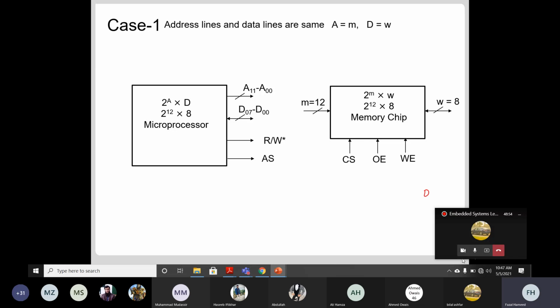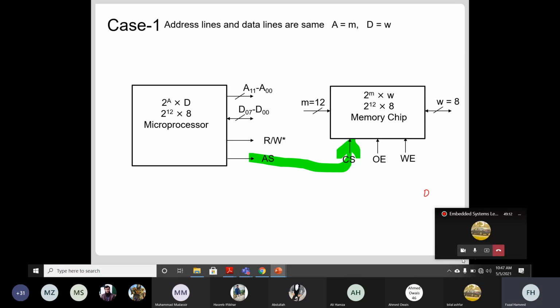In this memory side, we have m equal to 12. So m is equal to 12. We have 2 to the power 12 locations, each of 8 bits. So now we want to connect both systems. We want to connect both of them. Now this address strobe will be connected to chip select.